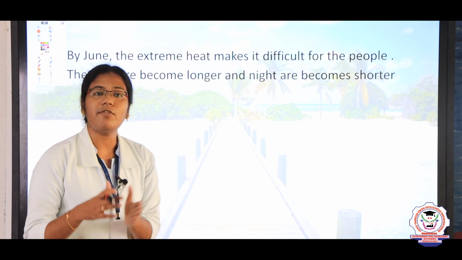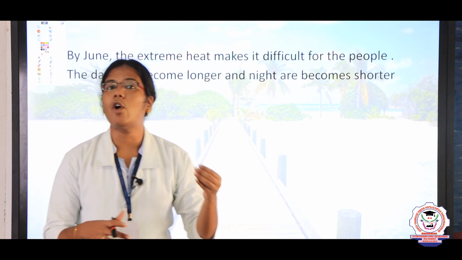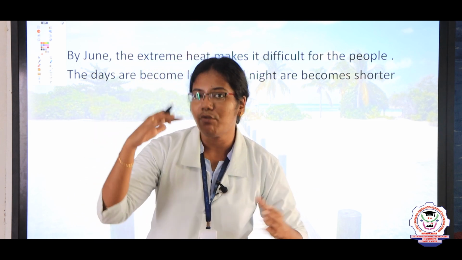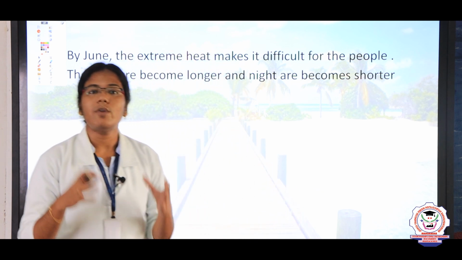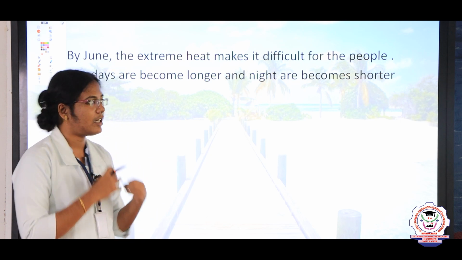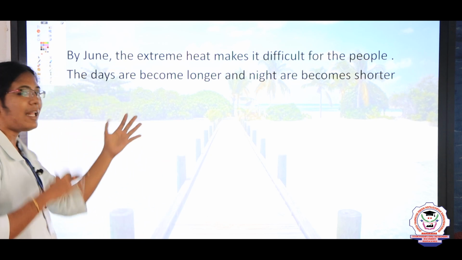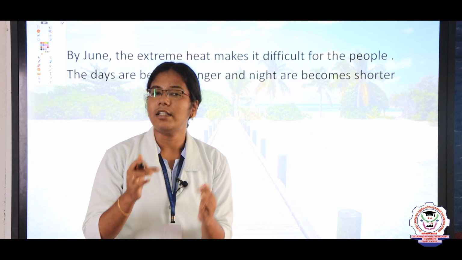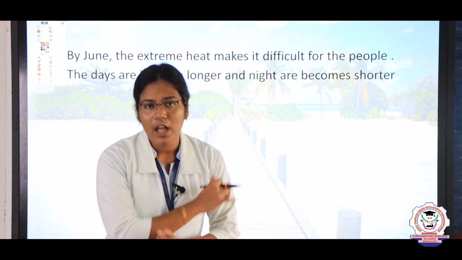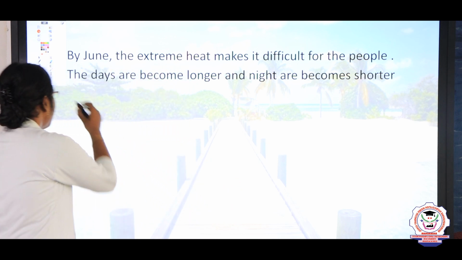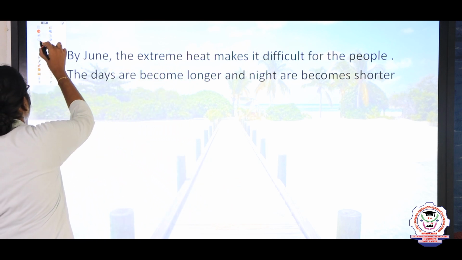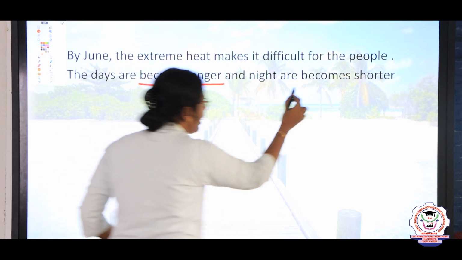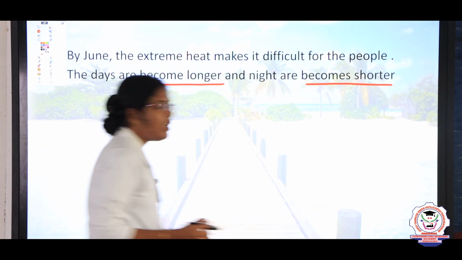It makes it difficult for people to come out. Even if you want to purchase anything, we will feel it very difficult. Why? Because the sun rays fall directly, so we experience a very hot climate. During that time the days are very long and the nights become shorter, which means a very short period.